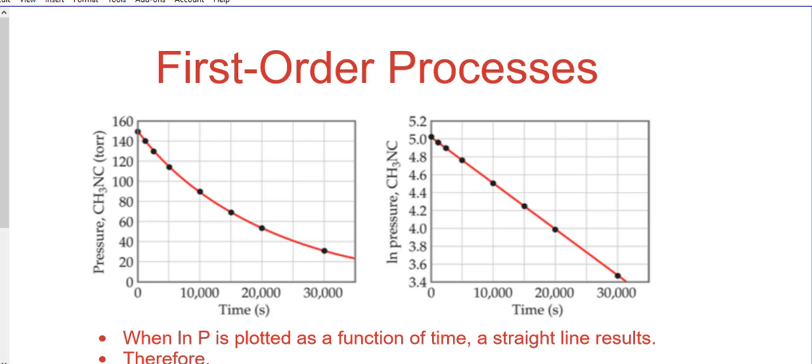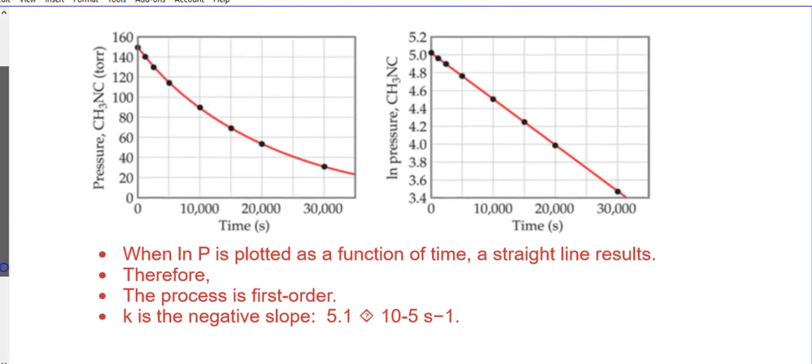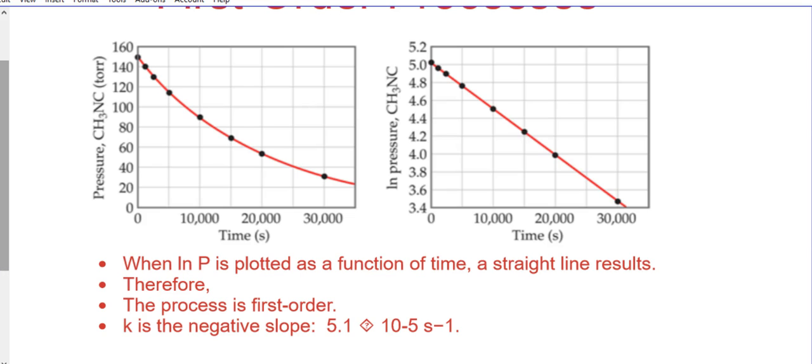If we use our calculator and we take this same data and we plot the ln of these values versus time, it yields this line. The first thing you would ask yourself, is that linear? Yes. If this was not a first order reaction, it'd be curved. It would not be a line. If it's a line, you know it's first order. Now, it already told you it was first order. The process is first order, and k is the negative slope, 5.1 times 10 to the negative 5 per second.